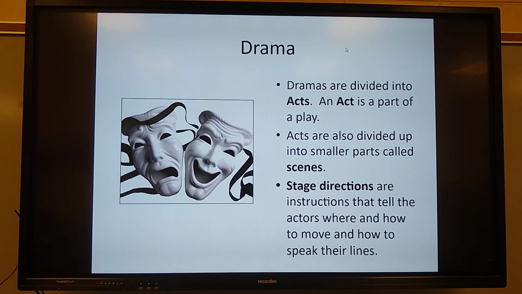Dramas, which are plays, you should know that. Dramas are divided into acts. An act is a part of a play. So just like books are divided into chapters, plays or dramas are divided into acts. So an act is a part of a play. Acts are also divided up into smaller parts called scenes. So a scene is part of an act. Stage directions are instructions that tell the actor where and how to move and how to speak their lines.